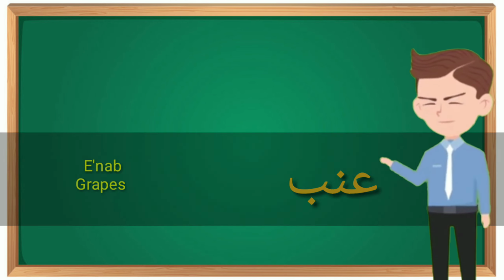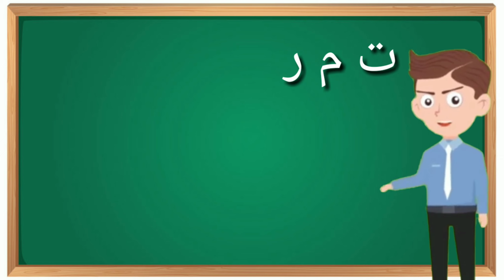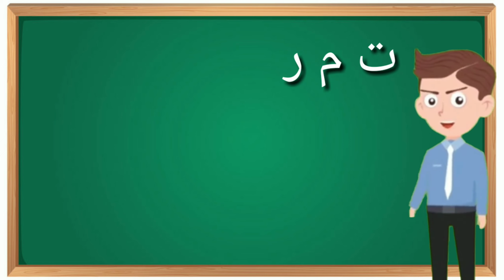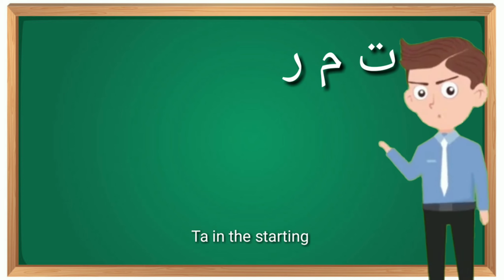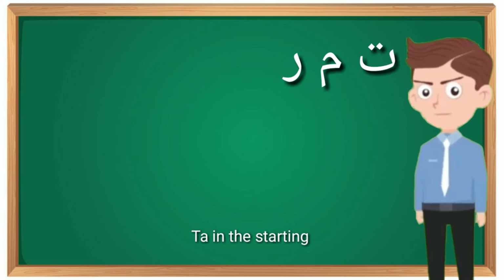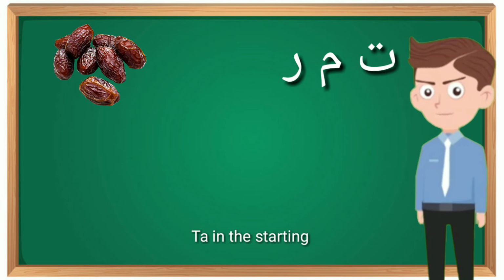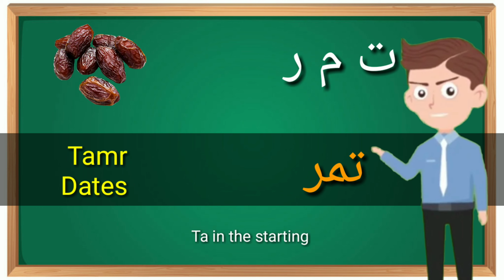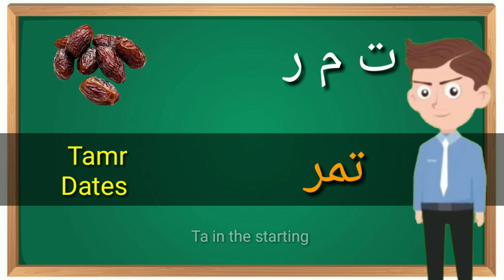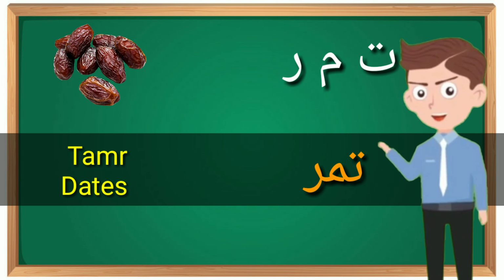Inab means grapes. In this word, we learn how to write tha in the starting. The word is tha, meem, and ra. We can read it tamr, tamr. Tamr means dates, dates. You can see here the word tamr. How did we write tha at the start? Tha we could join with meem, and meem we have joined with ra. We can read it tamr, tamr.